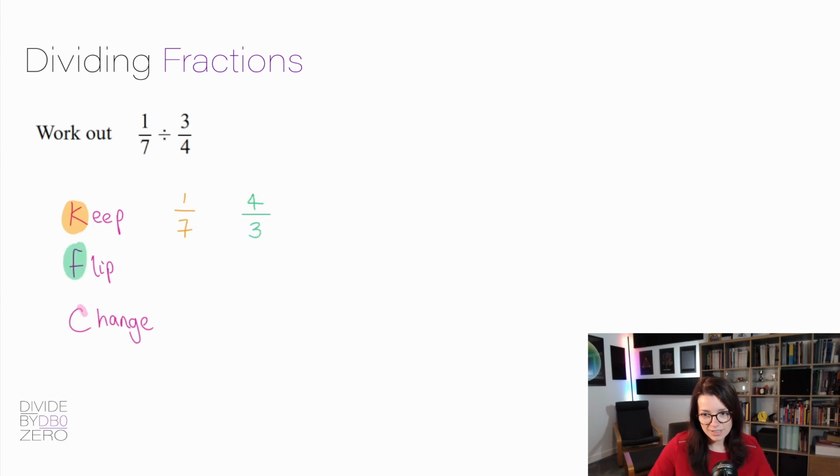And then the C, change, means we want to change the division symbol into a multiplication symbol. And then you can go ahead and just do your multiplication like we did earlier. So 1 times 4 is 4, and 7 times 3 is 21.